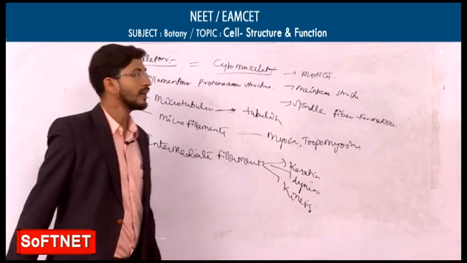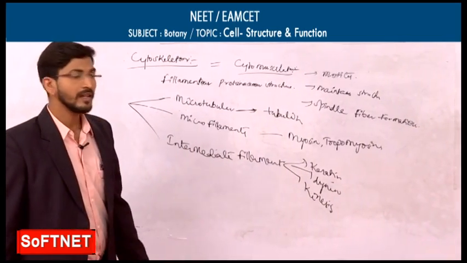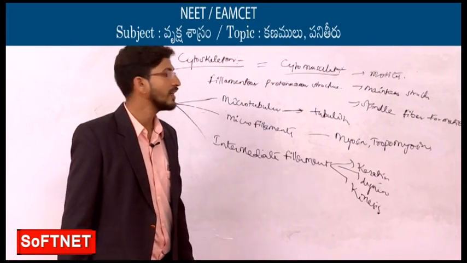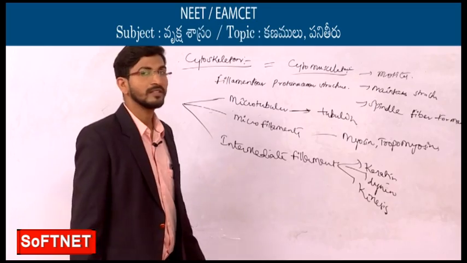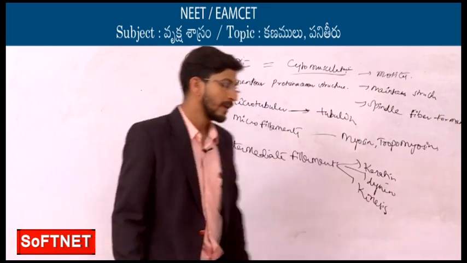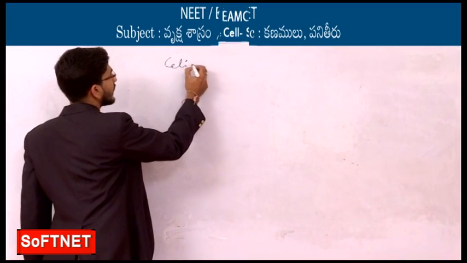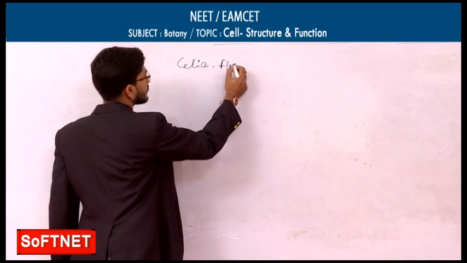So this is about the cytoskeleton. The major function of this is to maintain structure and it is involved in motility, such as spindle fiber formation. Next, coming to cilia and flagella.